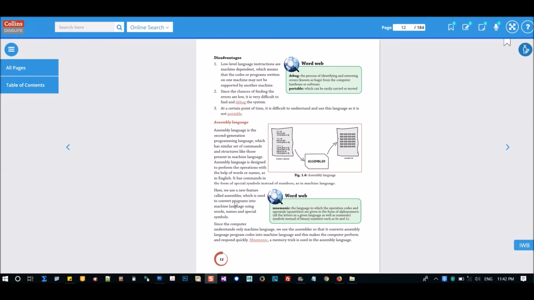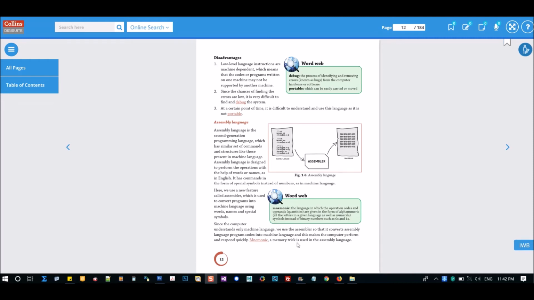In assembly language we not only use 0 and 1, but we are able to use numbers, names and special symbols. Special symbols here means things like hashtag, dollar sign, comma, semicolon. We use these things, and we assemble and convert them into machine language in order for the machine to understand. Since the computer understands only machine language, we use the assembler so that it can convert assembly language program codes into machine language, and it makes the computer perform and respond quickly.